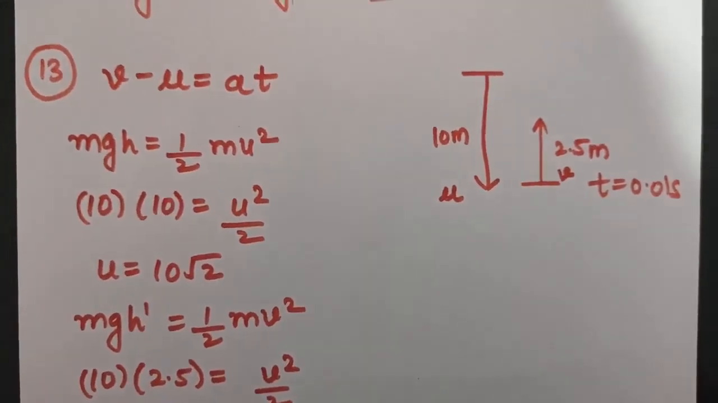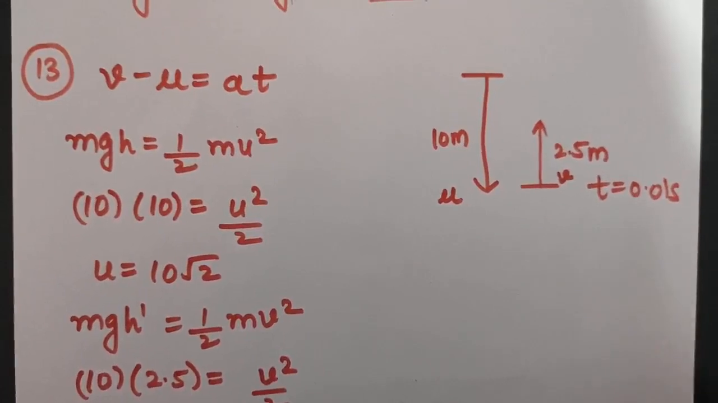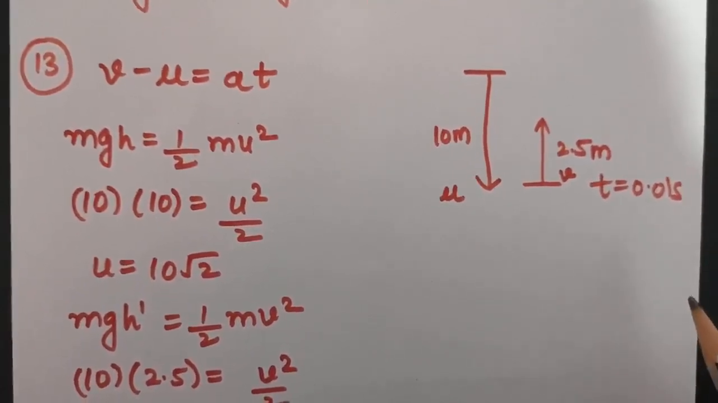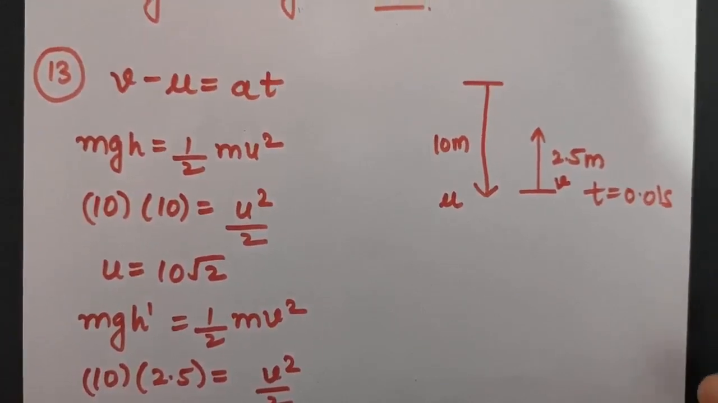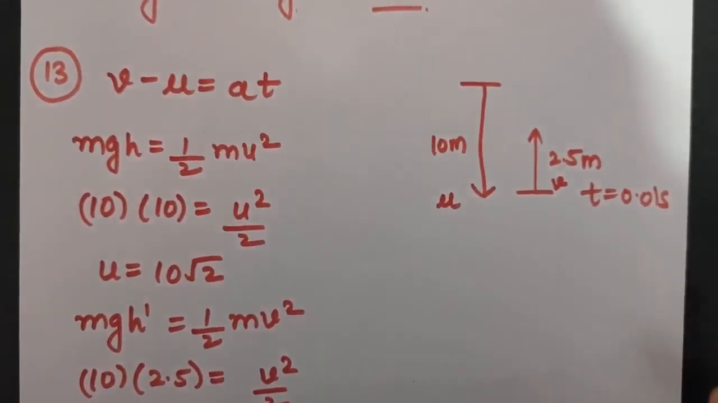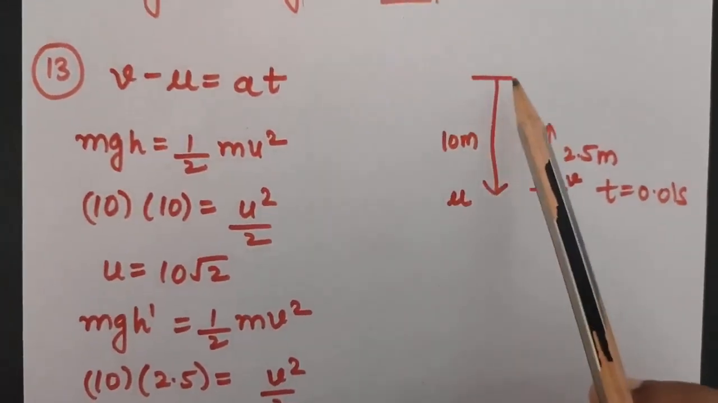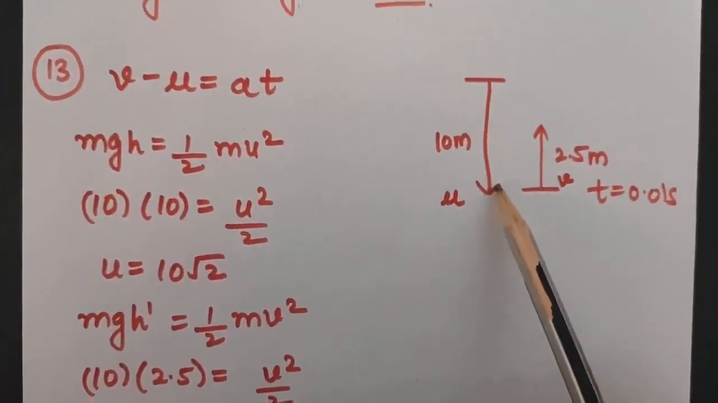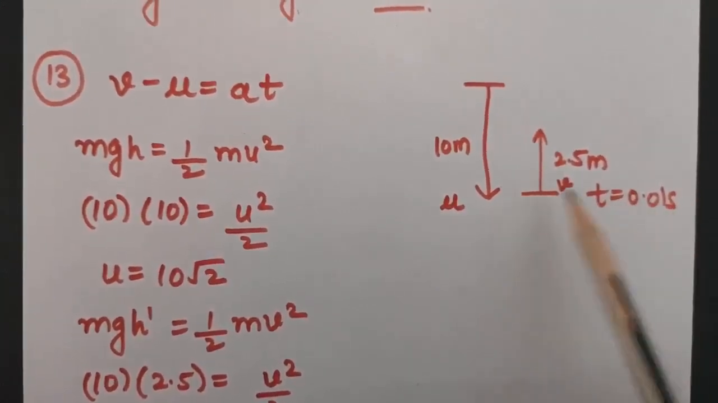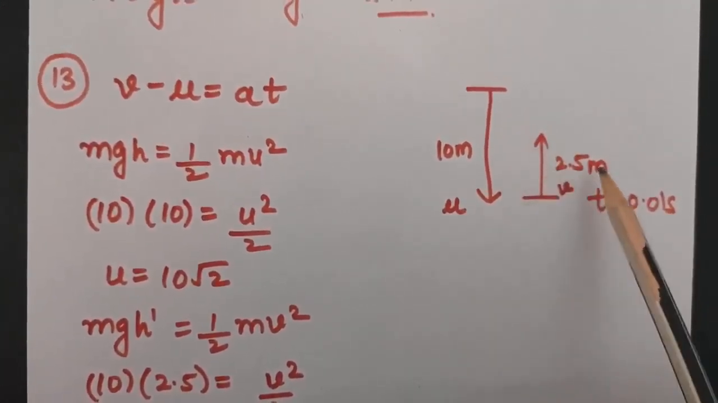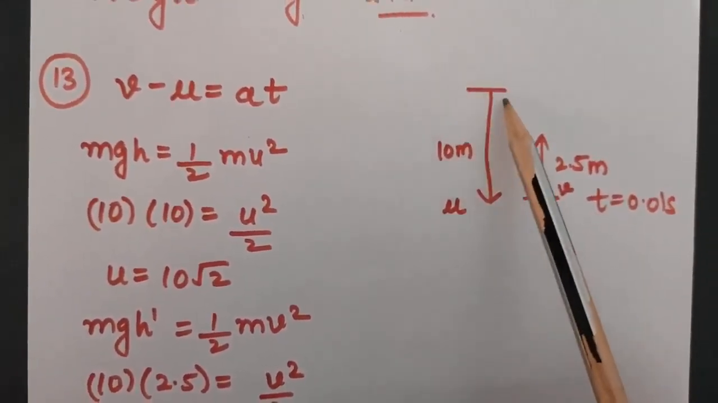It says a ball falls on the surface from 10 meter height and rebounds to 2.5 meters. If the duration of contact with the floor is 0.01 seconds, what will be the average acceleration during contact? Okay, so let us suppose this is the 10 meter height and the ball initially falls here. After that it remains in contact with the ground for this much time and then it rebounds to a height of 2.5 meter. So as you know, at this point it should be having some potential energy.